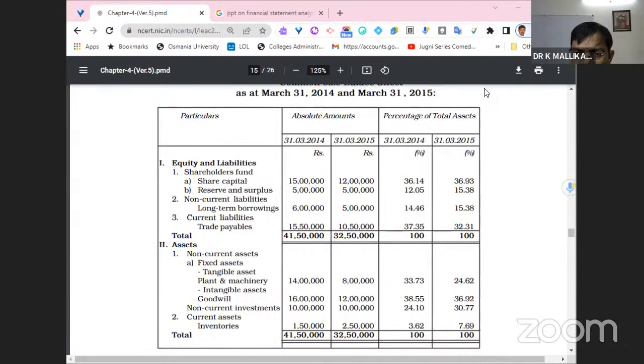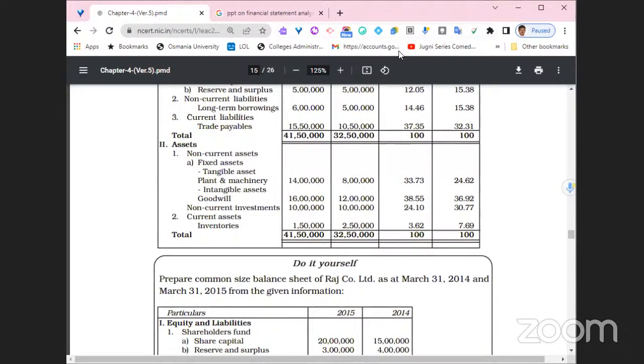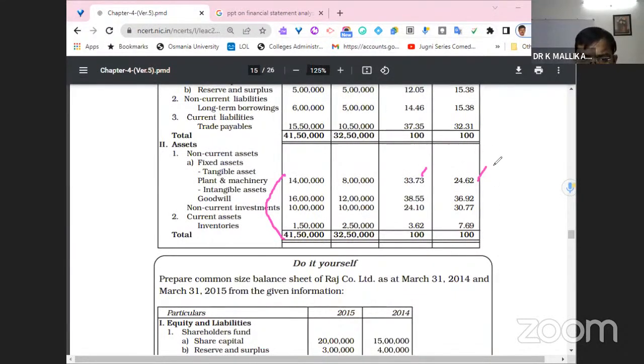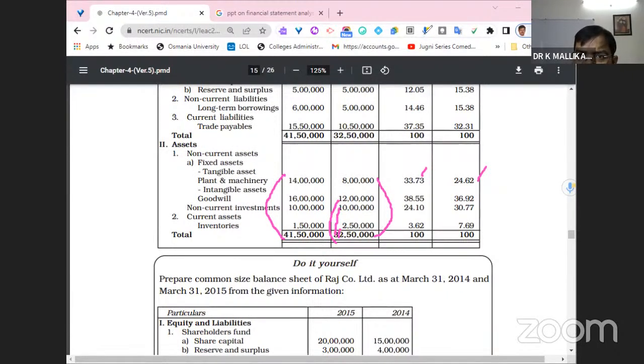Okay. So current asset, ఎట్లా వచ్చింది ఫిగర్ నాకు ఒకసారి, anyone please? ఎట్లా వచ్చింది 33.73%? 14 lakhs divided by 41 lakhs 50,000 into 100. Right. What about this one? 8 lakhs divided by 32 lakhs 50,000 into 100. Right. Same manner. Okay, same. Only thing is, don't confuse.